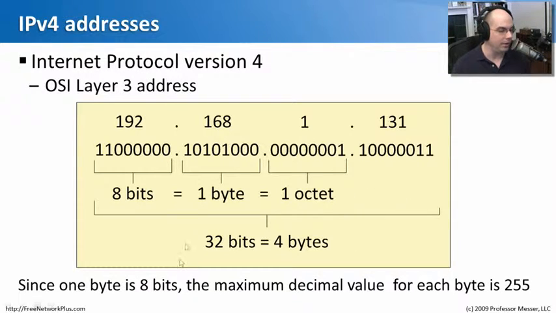So altogether, this is a 32-bit address that is also 4 bytes long, or 4 octets long. Now, the idea behind this, of course, is if there's only 8 bits that you can choose from, and you turn on all of those bits to 1, the largest number that you can have in any section of this is 255. So you can't have 256 in here.